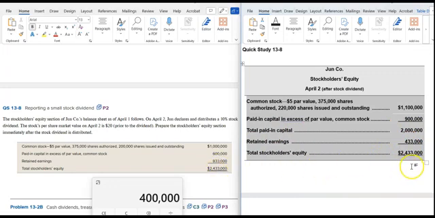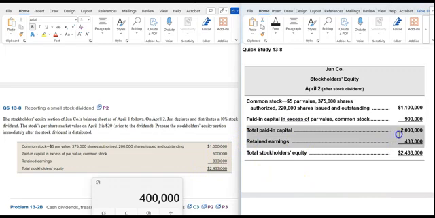Lo and behold, total stockholders' equity did not change. The composition of it did. Prior to the dividend, 1.6 million was the amount of paid-in capital, but now it is 2 million because some of the profits were taken out of retained earnings. Retained earnings went down 400 and have been reinvested into the owner's equity.